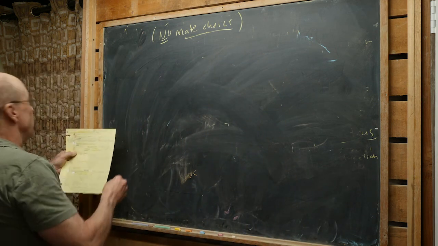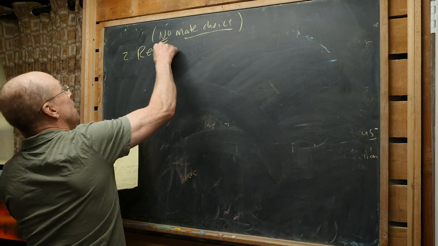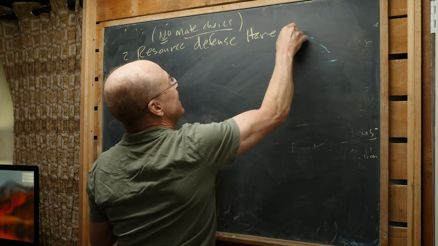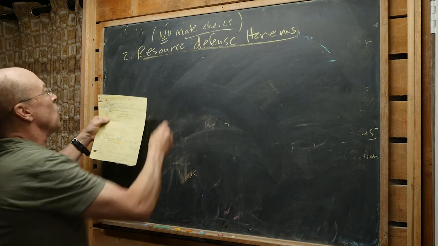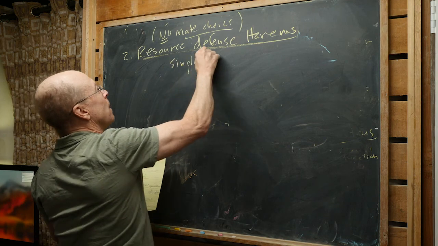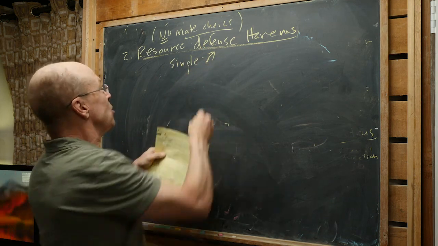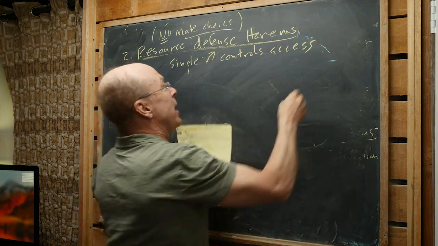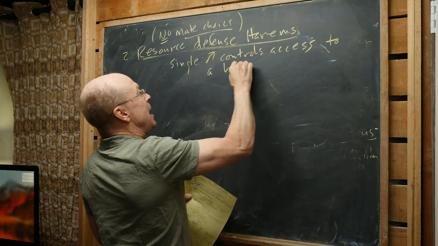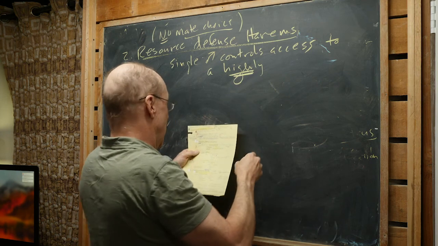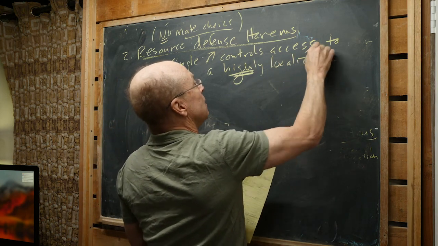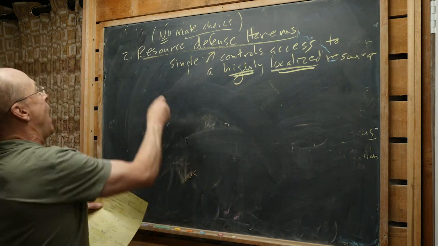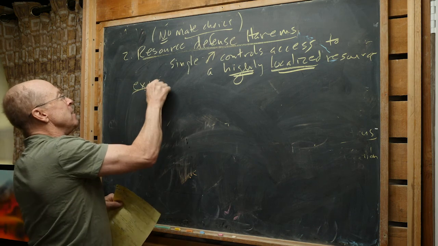All right, so we're going to move on now to number 2, which is called resource defense harems. And this is exciting stuff. Here we're going to have a single male that controls access to a highly, I'm going to emphasize highly, localized resource. We're going to go right into a spectacular example, the elephant seal.